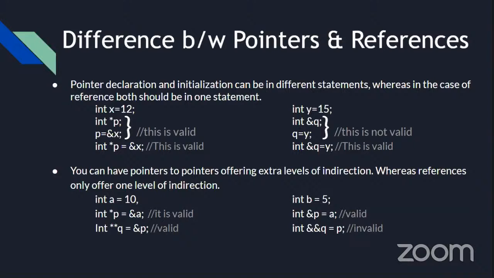Sir, in the case of int &q is equal to p, it is only one level of indirection, right? But it is valid, sir. Yeah, it is valid.